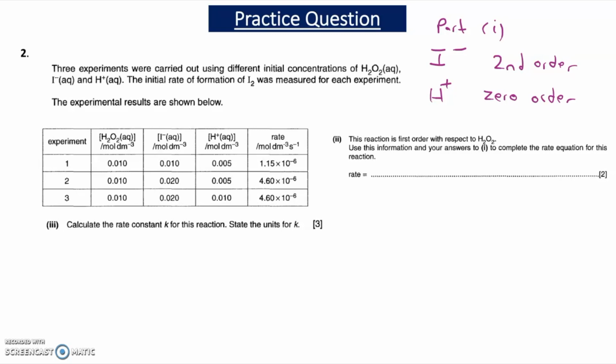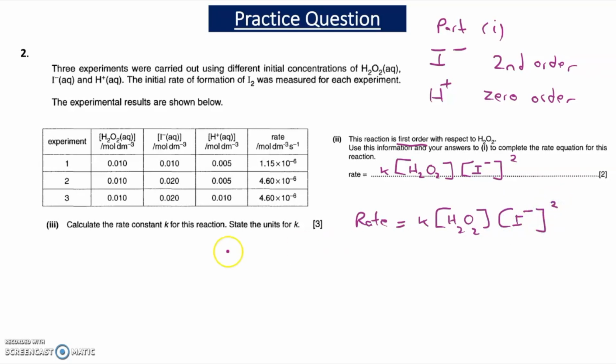So in part 1, we worked out that it's second order with respect to I- and zero order with respect to H+. Now the question tells us that it's first order with respect to hydrogen peroxide. So when writing the rate equation in part 2, we write down that rate is equal to K times the concentration of H2O2, hydrogen peroxide, times the concentration of iodide ions raised to the power 2, because remember it's second order with respect to iodide ions. So rate is equal to K times the concentration of hydrogen peroxide times the concentration of iodide ions squared.